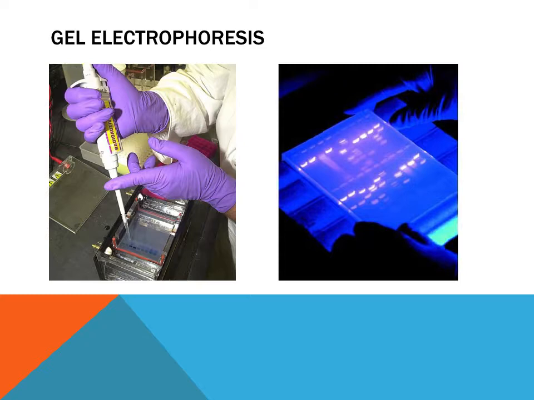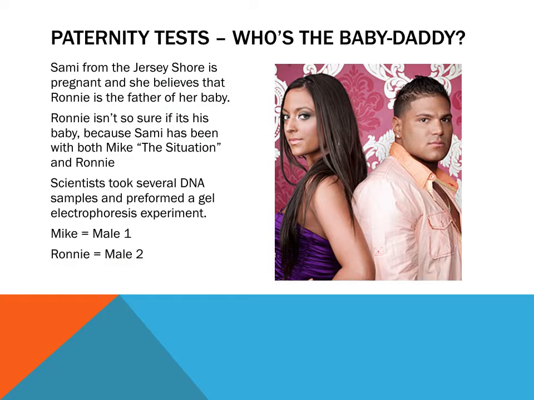So how can we use this information? Paternity tests, finding out who's the baby daddy. So let's do this example, and then I'll show you how the gel electrophoresis works and the DNA fingerprinting works. So Sammy from the Jersey Shore is pregnant, and she believes that Ronnie is the father of her baby. Ronnie isn't so sure if it's his baby because Sammy has been with both Mike, the situation, and Ronnie.